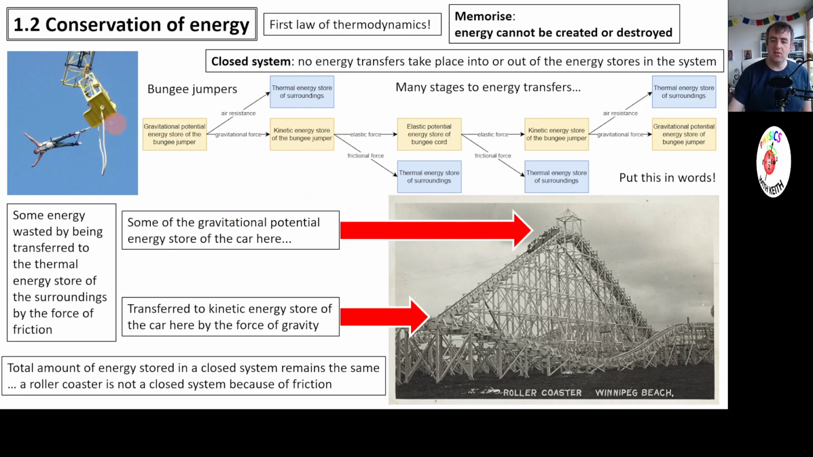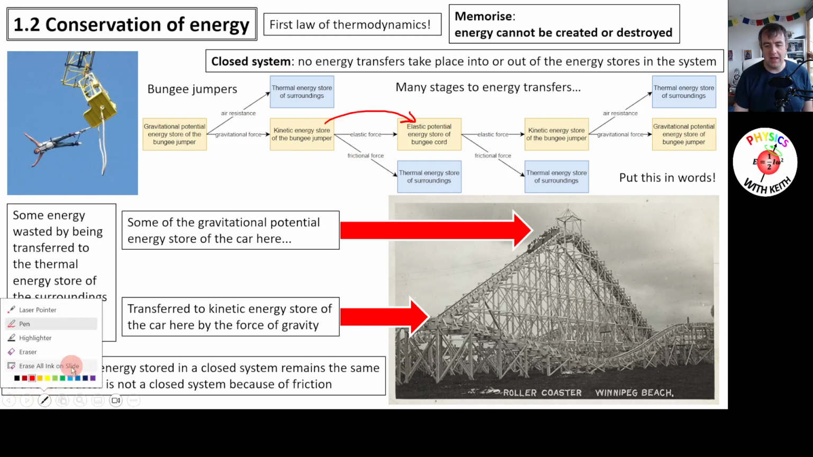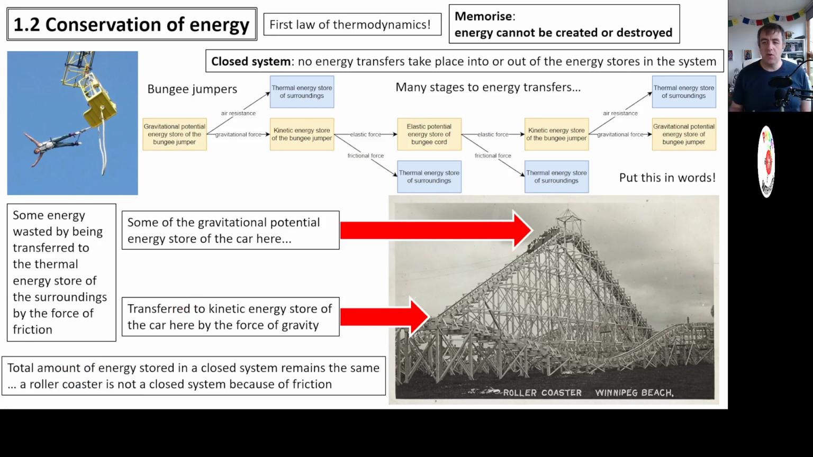The rubber band, or whatever this bungee cord is, extends. The elastic force from that rubber band is going to be reducing our speed and ultimately will stop us at the bottom of our descent. So that's moving energy from the kinetic energy store into the elastic potential energy store of the rubber band, or the bungee cord. And again, if the rubber band molecules are moving past each other because it's extending, that is going to cause energy transfer into the thermal energy store of the surroundings.